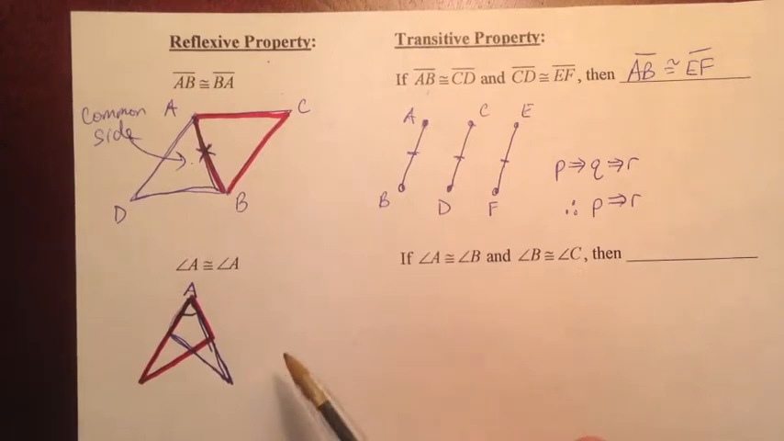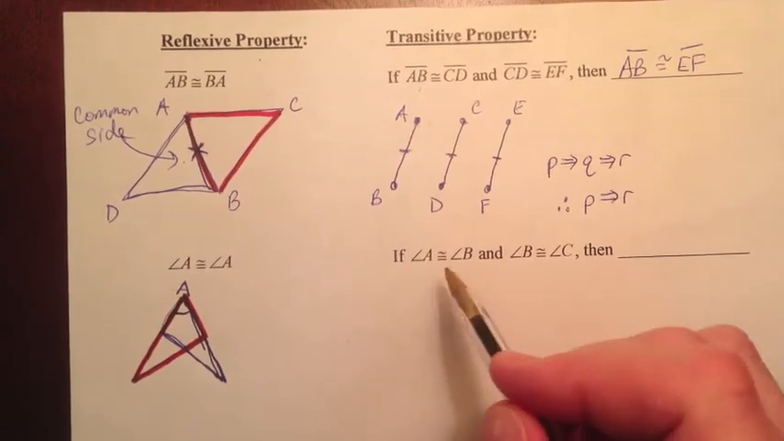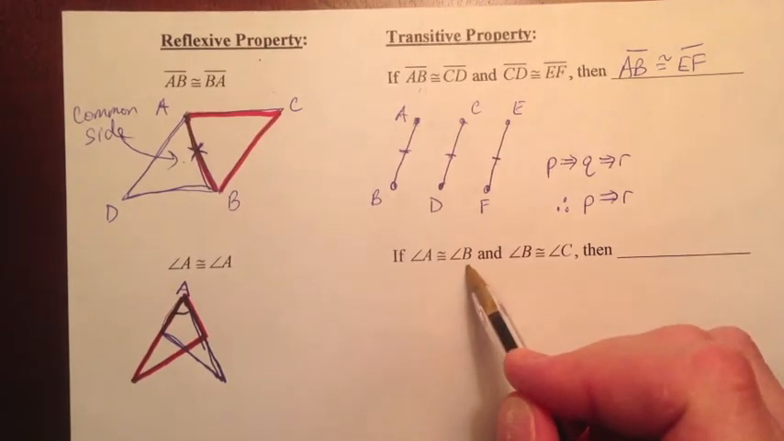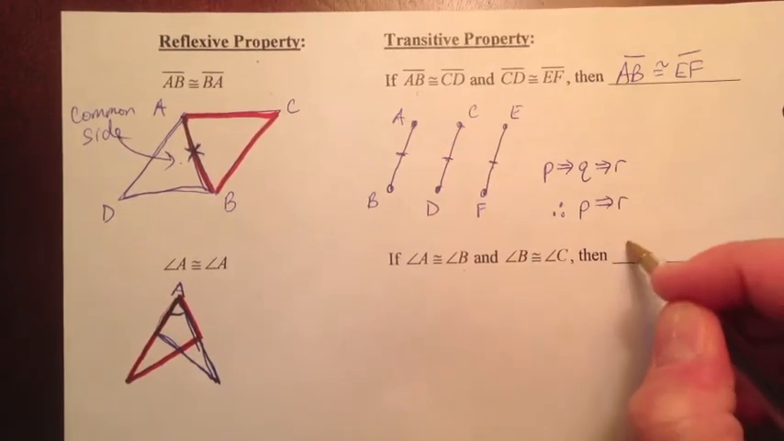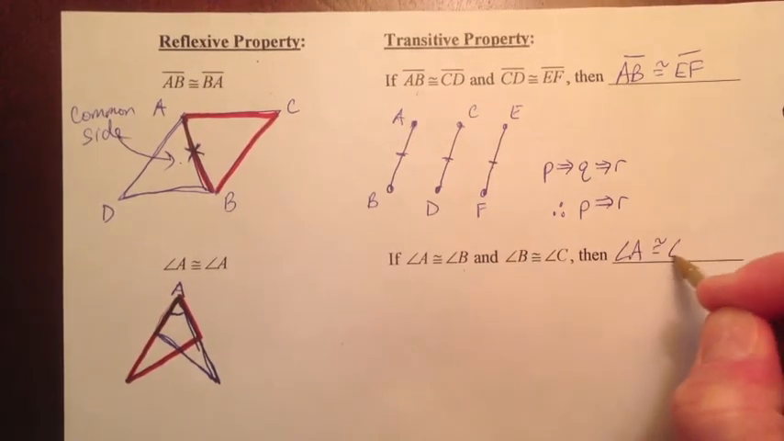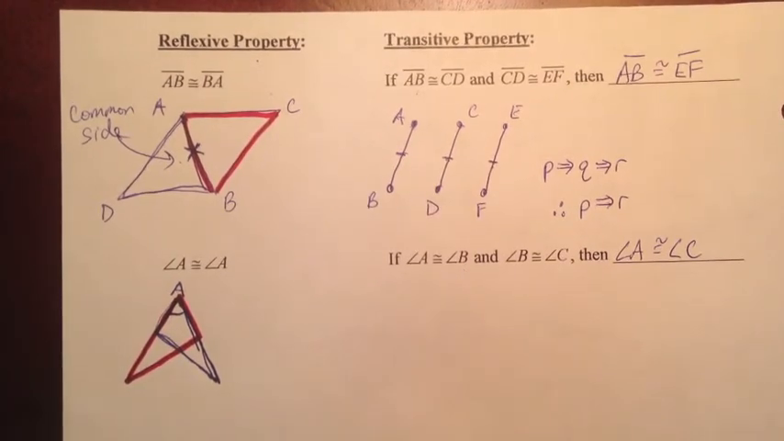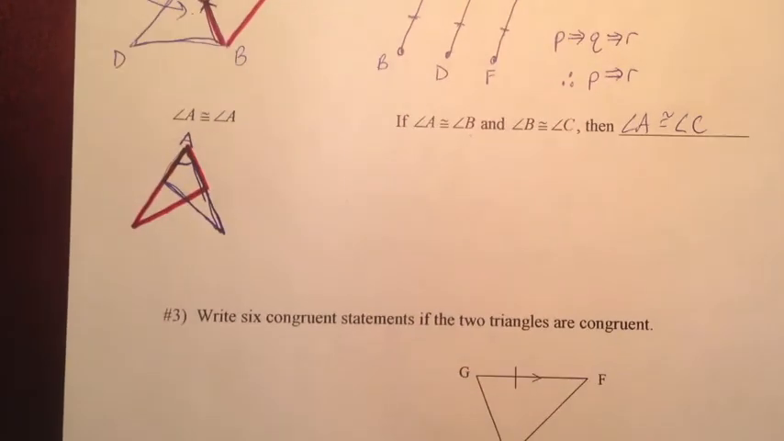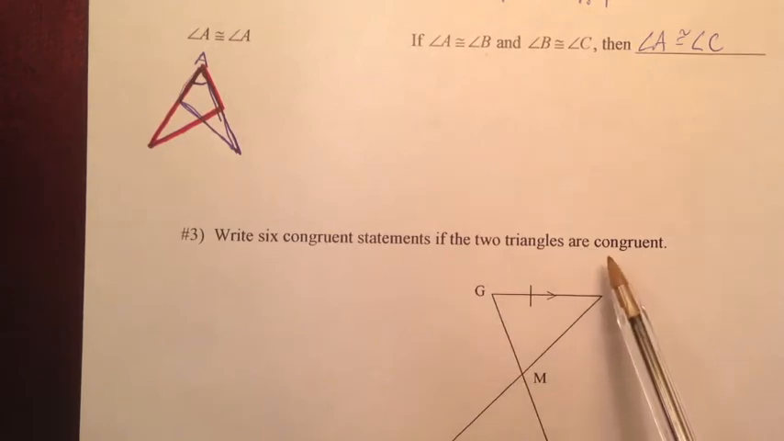Now the transitive also works not just for segments, but also for angle measure. If angle A is congruent to angle B, and angle B is congruent to angle C, then the first one, angle A, has to be congruent to the last one, angle C. That is called transitive property. So the chain rule is the same thing as the transitive property. Alright, so the last thing here, let's do one more example. Write 6 congruent statements if the two triangles are congruent.